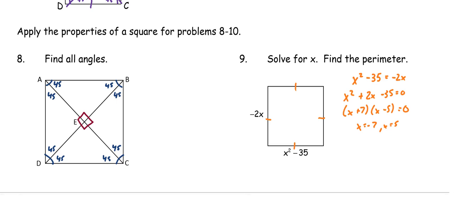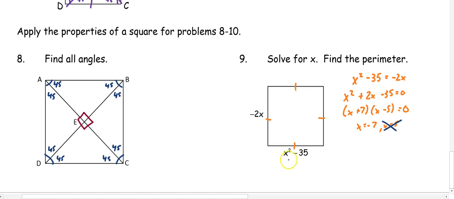Now, we have to look at, do both of those work? So here, both of them would give us positive answers. The problem comes in to this side. If I put 5 in, I would get a negative side length. So this would not work. So the only x value that we have is negative 7.